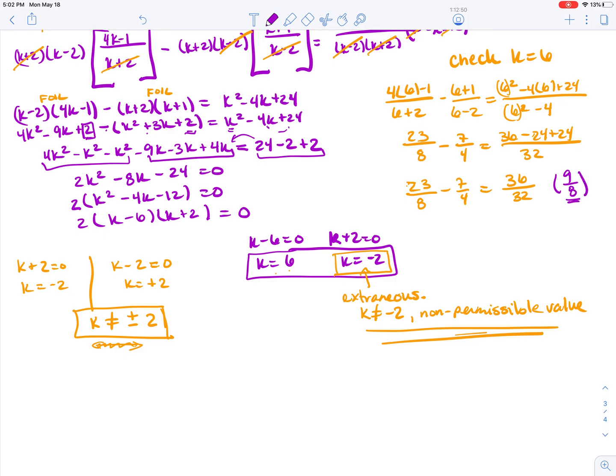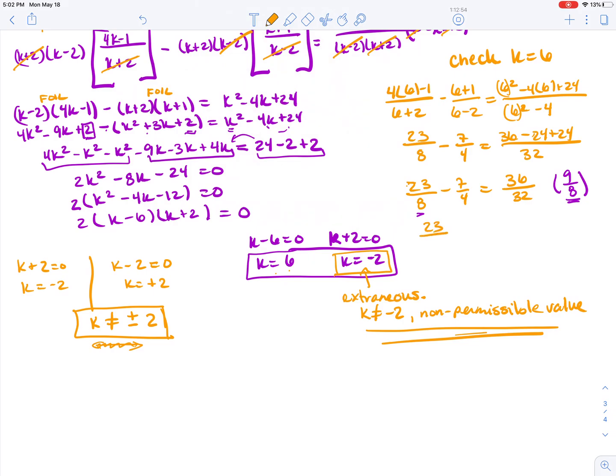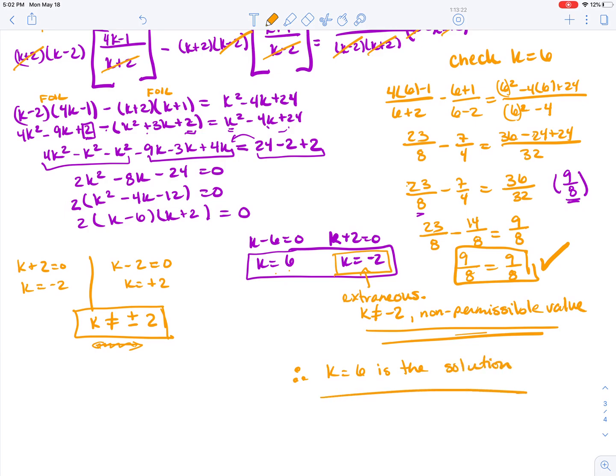Well, that leaves me with an 8 and an 8, so I'm going to use 8 as my lowest common denominator. So I have 23 over 8 minus 14 over 8 equals 9 over 8. 23 minus 14 is in fact 9, so 9 over 8 equals 9 over 8. So that does check out. Therefore, k equals 6 is the solution to this question.